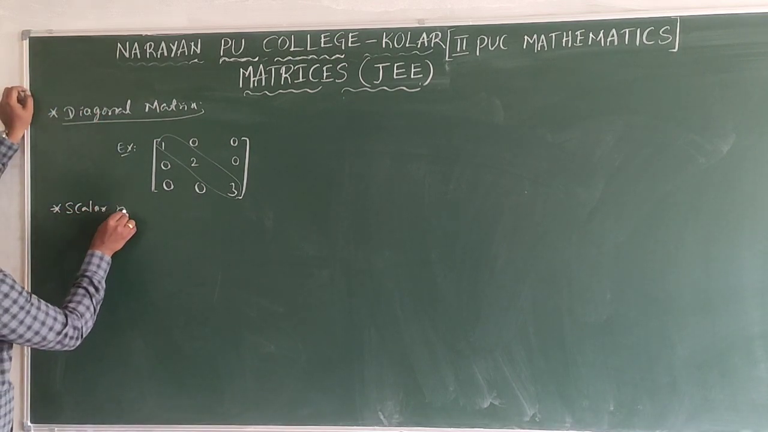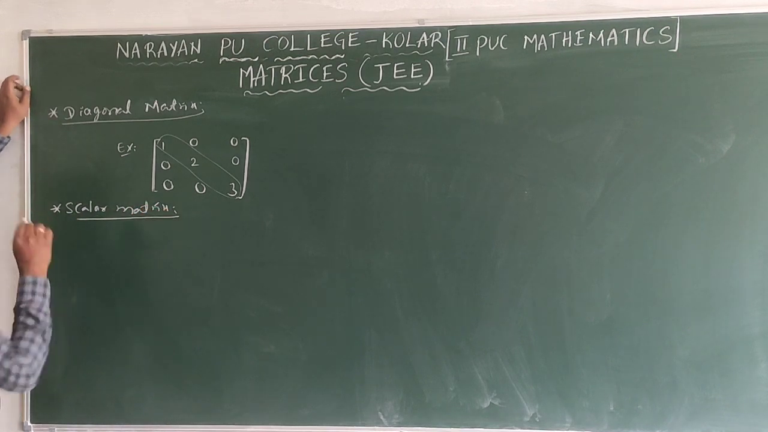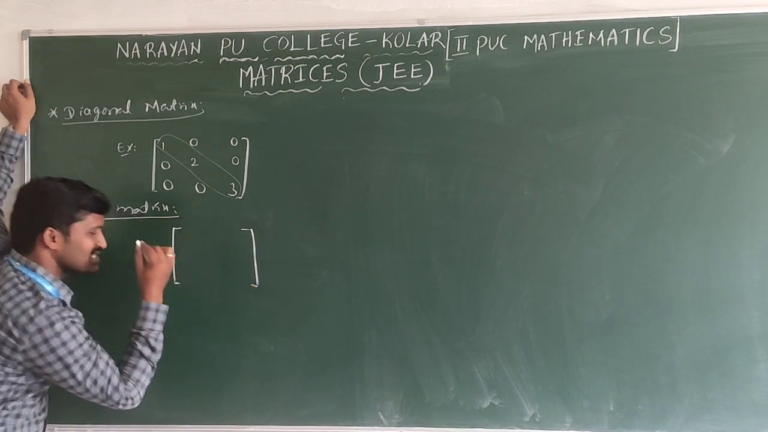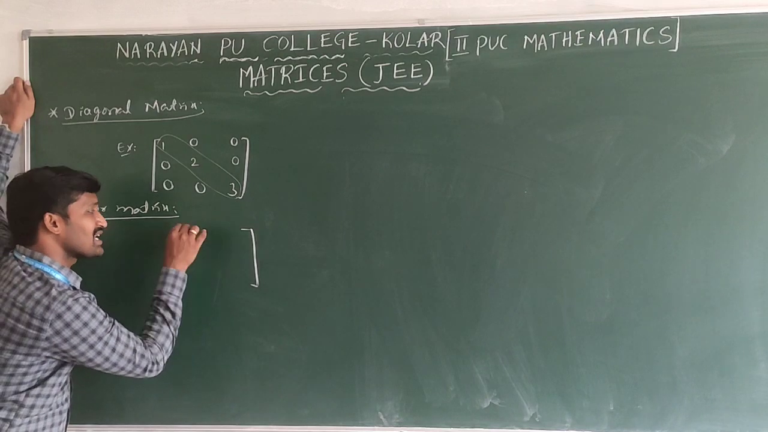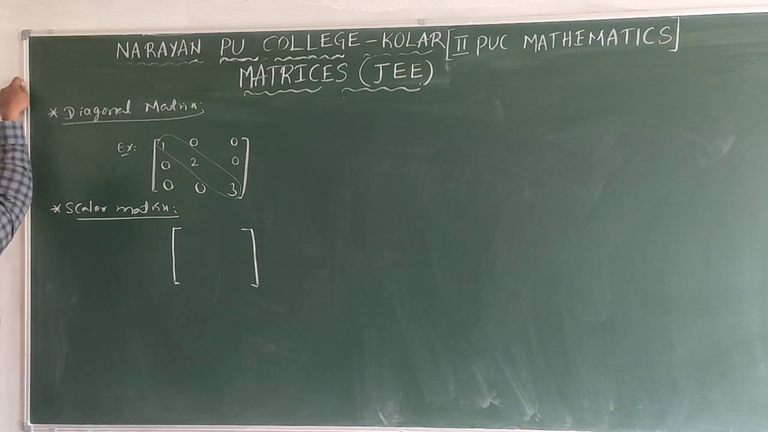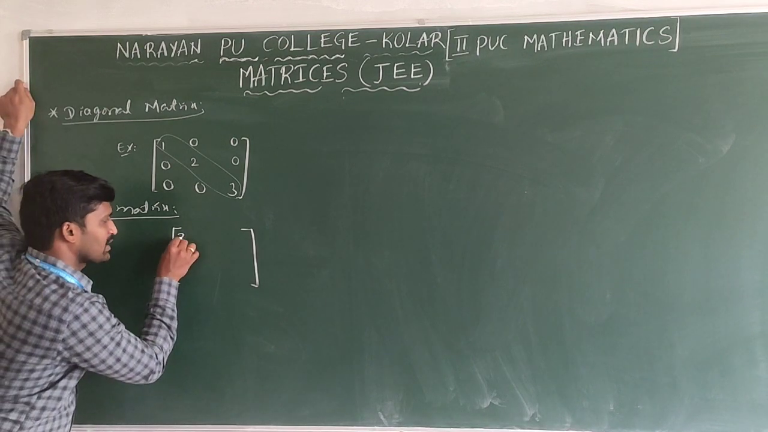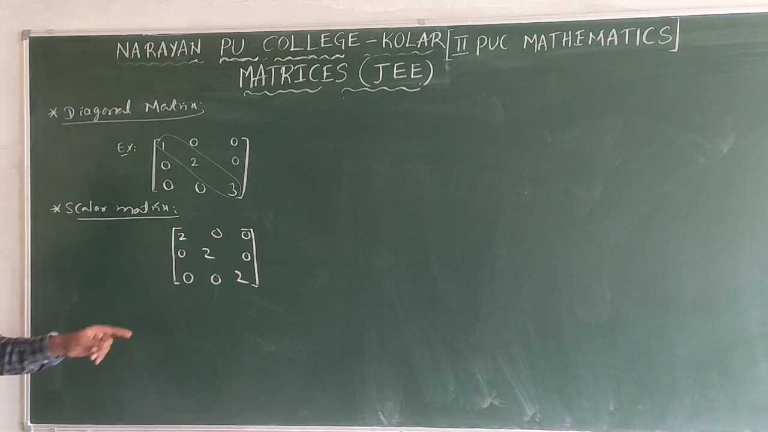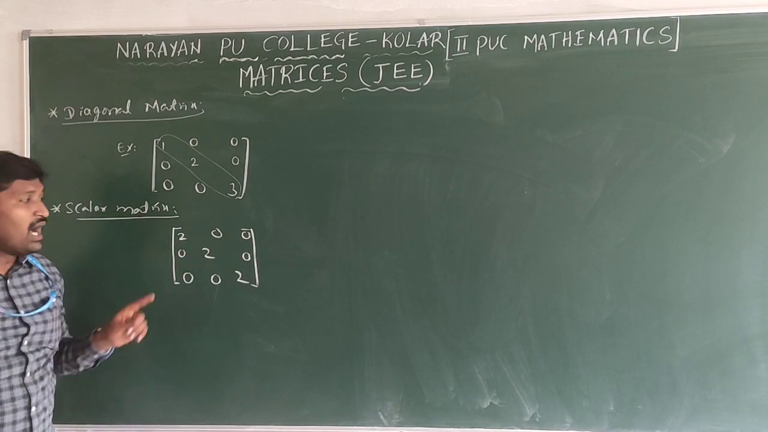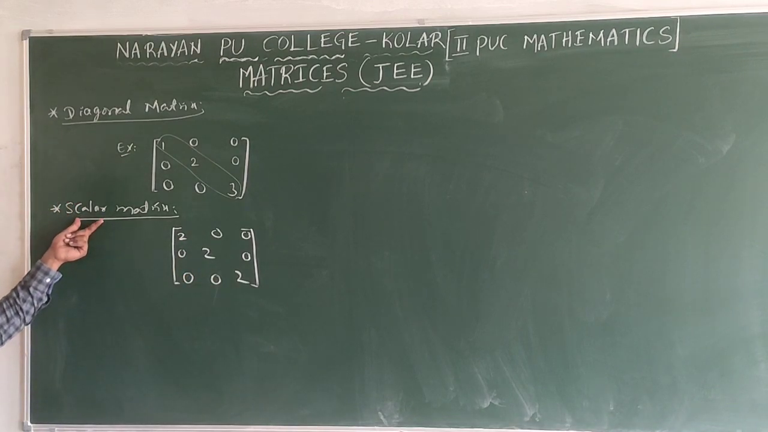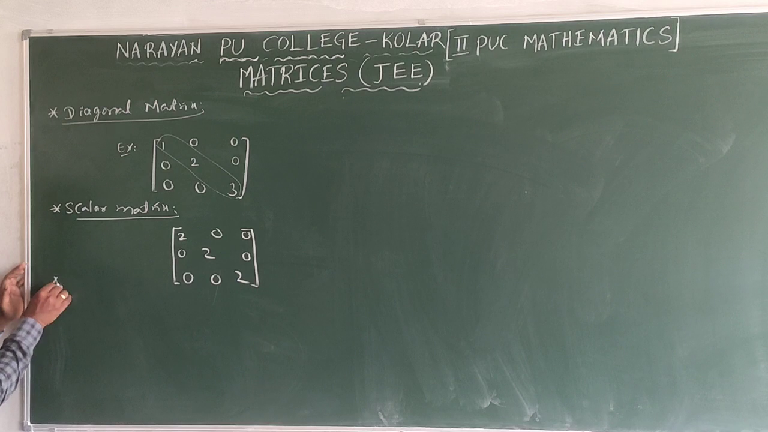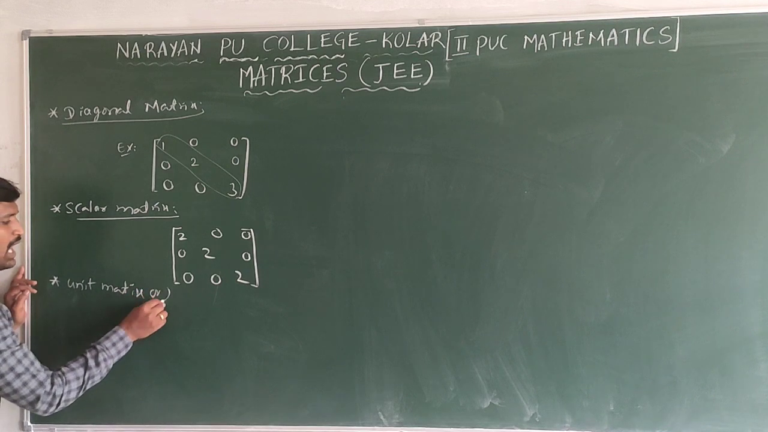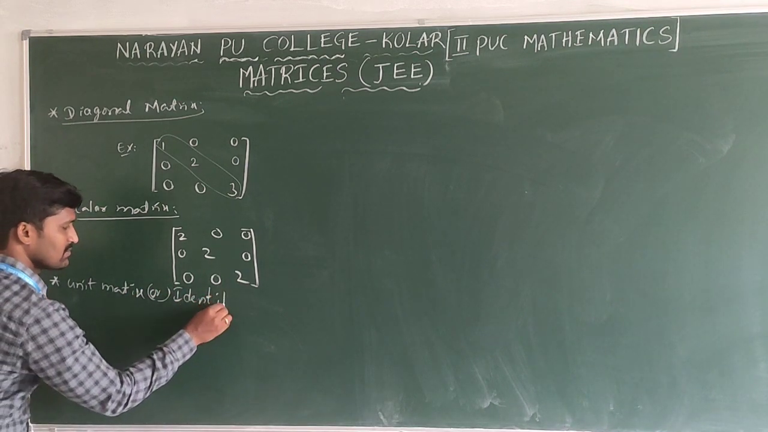Next, scalar matrix. Scalar matrix means a square matrix in which all non-diagonal elements are 0 and diagonal elements are the same or equal. For example, I am taking 2, 2, 2 on the diagonal and 0 elsewhere. Non-diagonal elements are 0 and diagonal elements are the same. That matrix is called a scalar matrix. Next, unit matrix. Another name is identity matrix.